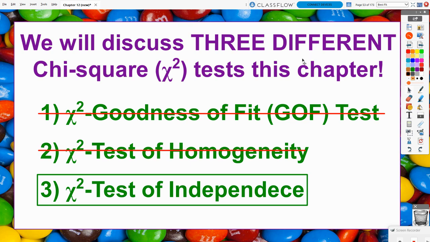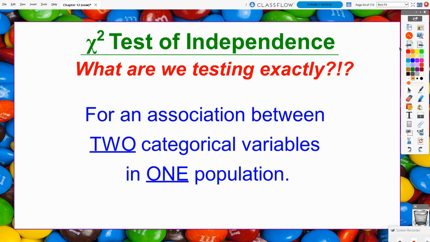This one is going to be more similar to a test of homogeneity than it will be to a goodness of fit test. So what exactly is a test of independence? Well, we're looking for an association, basically a connection between two categorical variables, but only in one population. Remember, a goodness of fit problem was one categorical variable in one population. A test of homogeneity was looking at one categorical variable in multiple populations. And now a test of independence is looking at two categorical variables, but only in one population.